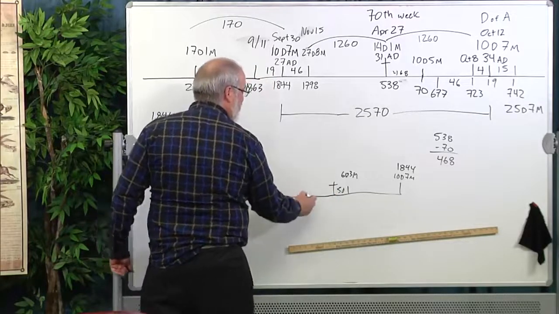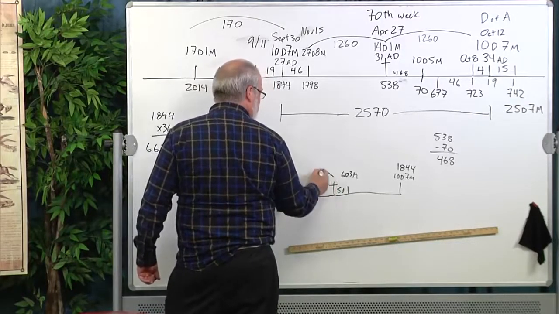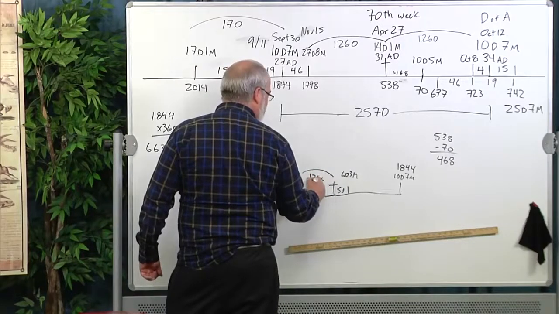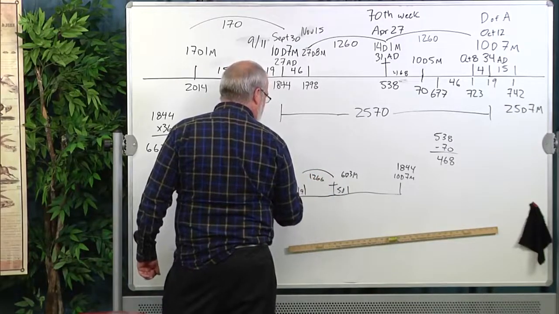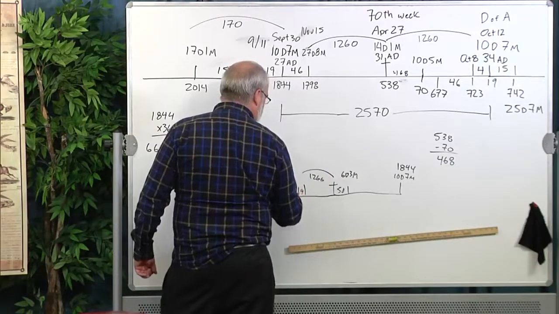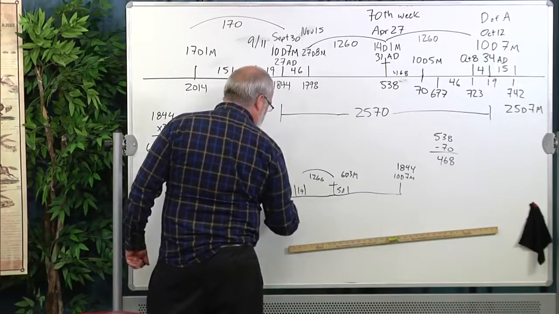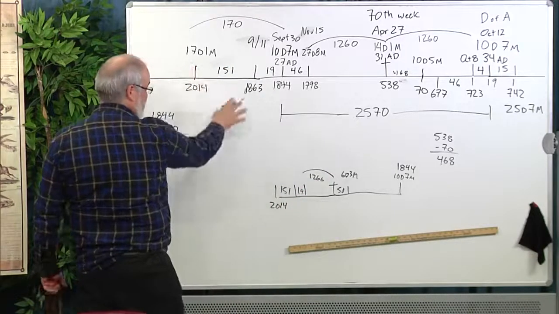So I counted back, and here's the cross, and we have 1,260 days. We had these 19 days. We had these 151 days. And we had this representing 2014. So this is just a simplification of that.